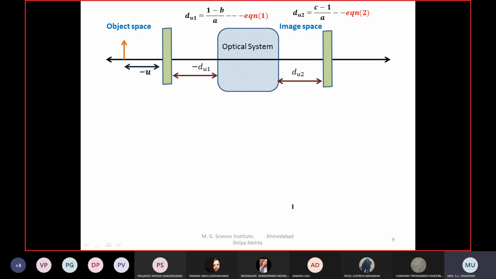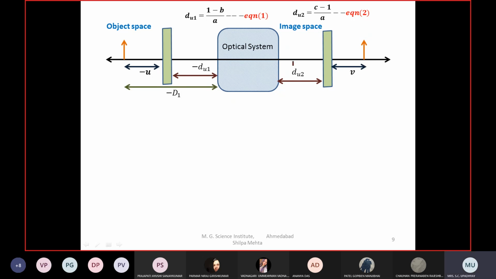Now see, we place the object here. If we place the object here, the distance of the object from the unit plane is, suppose, u. We know that all left hand side distances are considered negative, so we consider them as negative. So let us consider the distance of the object from the unit plane is u, and we get the image on the other side at distance v.